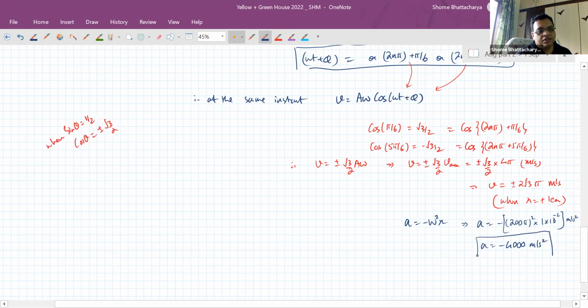You can even express it in kilometers per second square. It's a pretty large amount of acceleration. So this is a very fast oscillating particle. Something like this happens at a scale where you have a tiny spring attached to a small particle and it's oscillating very fast inside some kind of miniature machinery, those kind of situations.